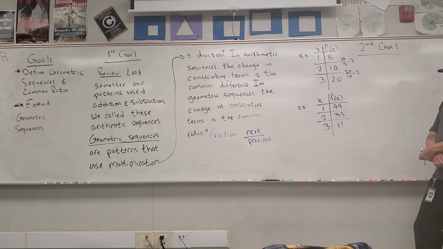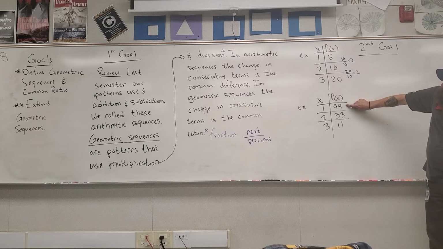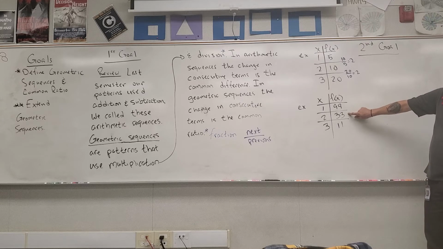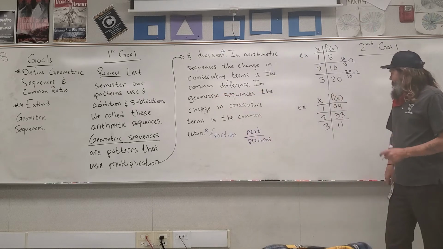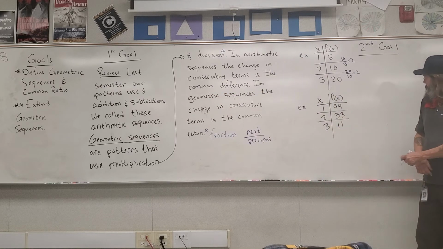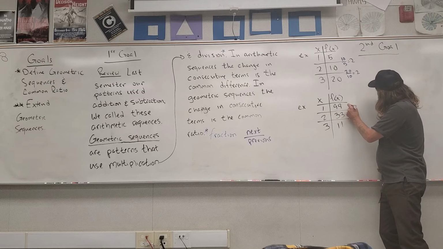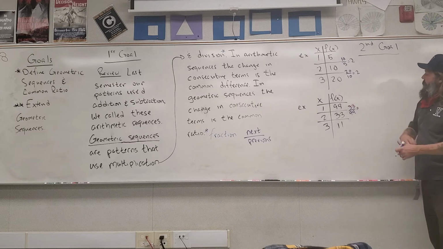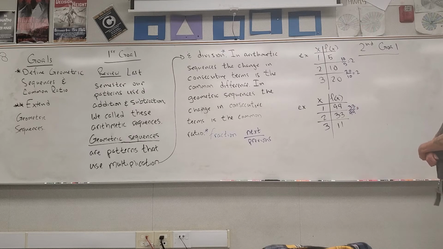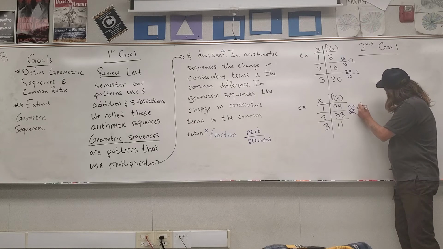Let's look at the next table. This is not arithmetic because I can't take away 66 from 99 and get 33, and then take away 66 again and get 11. So this is definitely not arithmetic because I don't have a common difference. However, if I set up my ratio as the next over the previous, you will see that you can divide the numerator and the denominator by, what can I divide that by? The largest number I can divide that by is 33. So this is going to reduce down to 1/3.